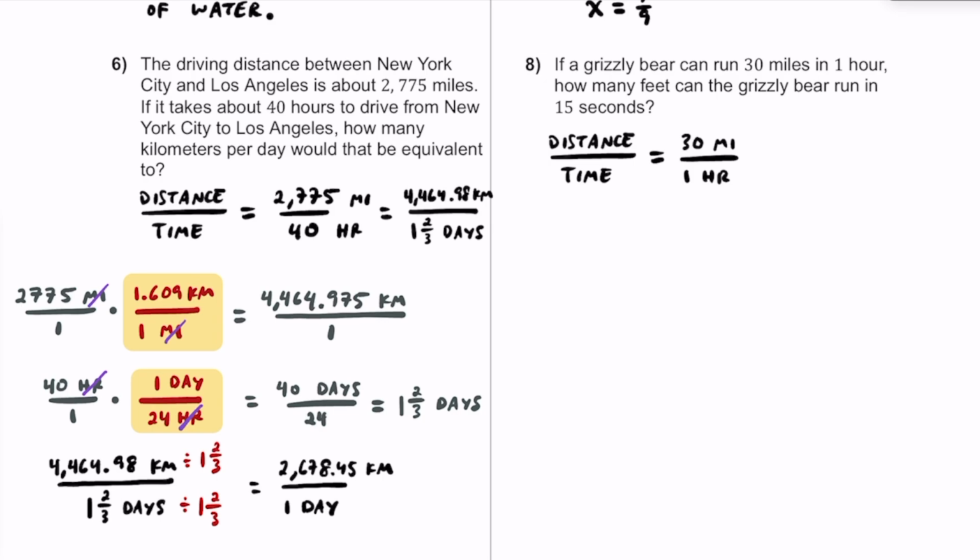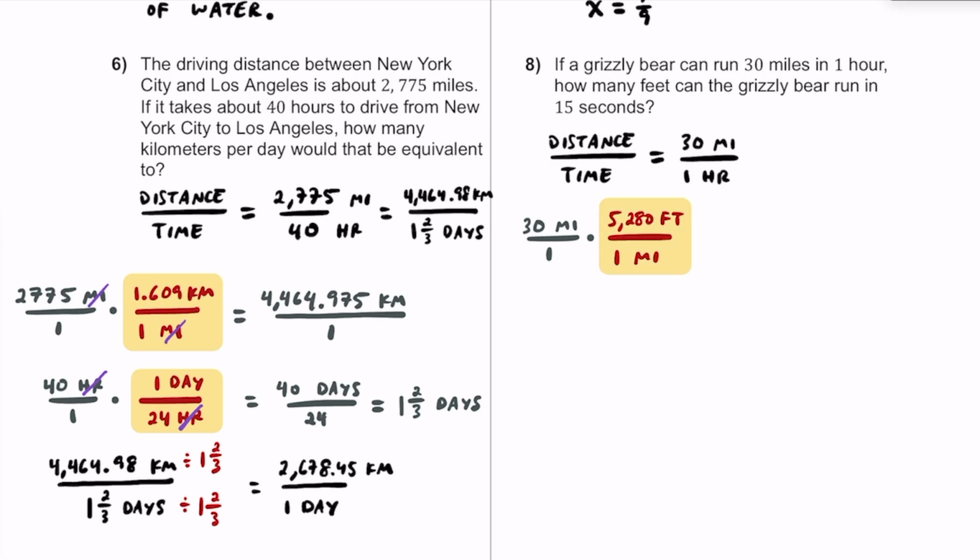So let's see. Let's start with the 30 miles and let's go to feet. So 30 miles is really 30 miles over 1. We want to convert this into feet, so we have to know how many miles are in a feet or how many feet are in a mile. So I know here that 1 mile is the same thing as 5,280 feet. So this right here would be a conversion.